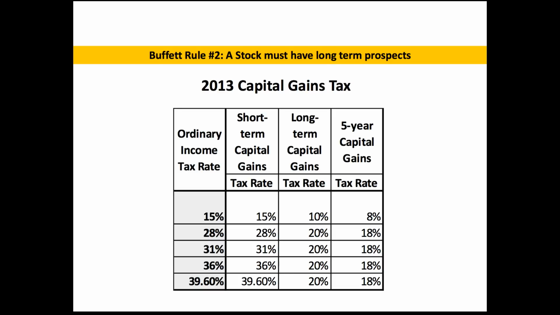Now, for that scenario where you made $10 on a company in a 6-month period, depending on what ordinary income tax bracket you're in, let's just assume you're in the lowest one, which is 15%. So you would pay 15% taxes on that gain. Now, if you had held the business for over a year, you would have been in the 10% tax bracket. And if you held it for over 5 years, you would have been in the 8% tax bracket.